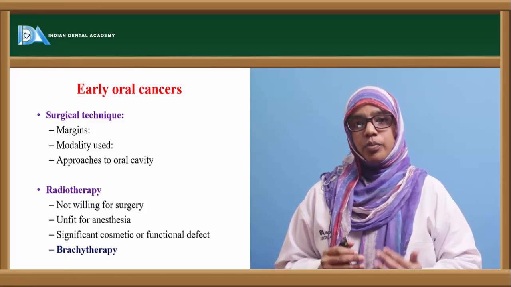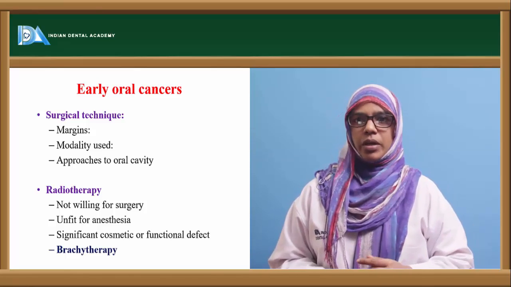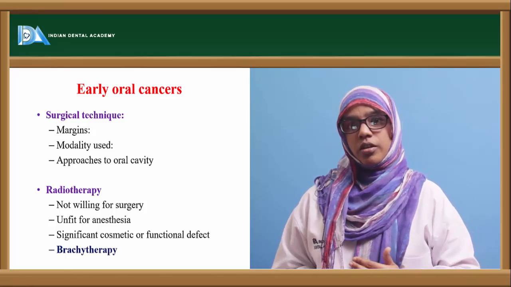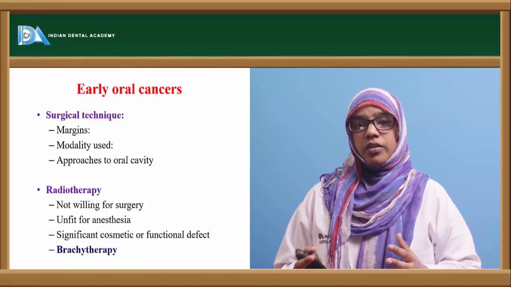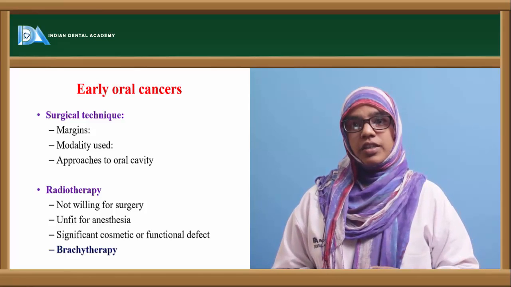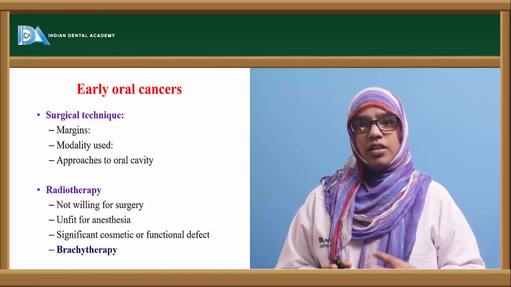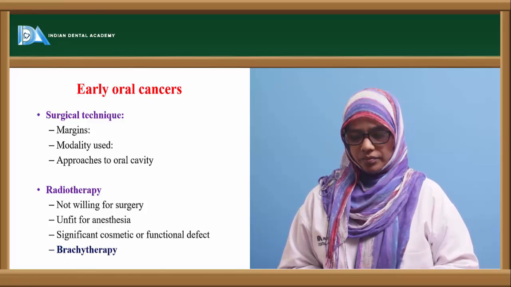Okay. Then the approach to the oral cavity. In case of a small anterior lesion, you could have a peroral approach. In case of a posterior lesion, like the posterior buccogingival sulcus, you can do a lip split technique. Then you could do a pull-through operation when the floor of the mouth and the tongue are involved. In case there is gross involvement of the mandible, you could offer hemimandibulectomy.